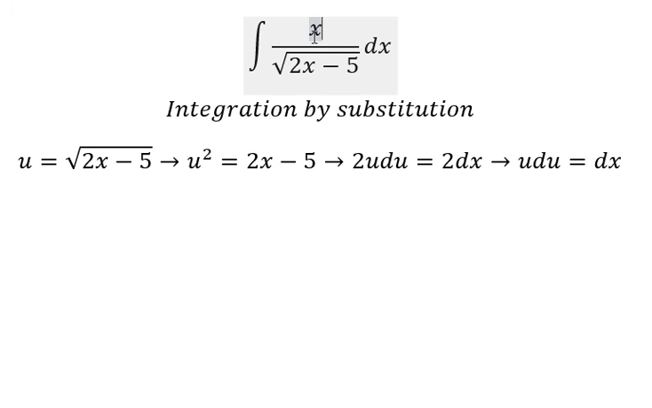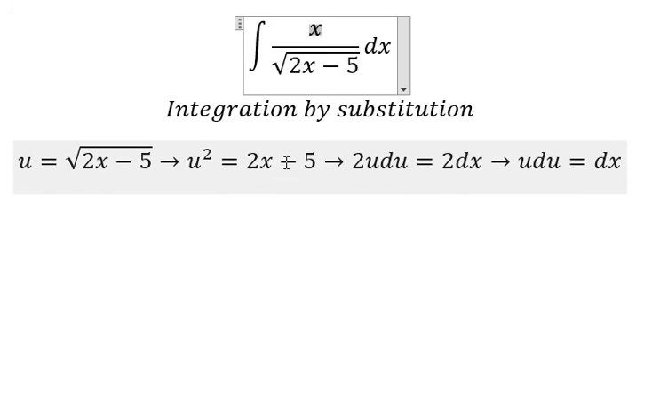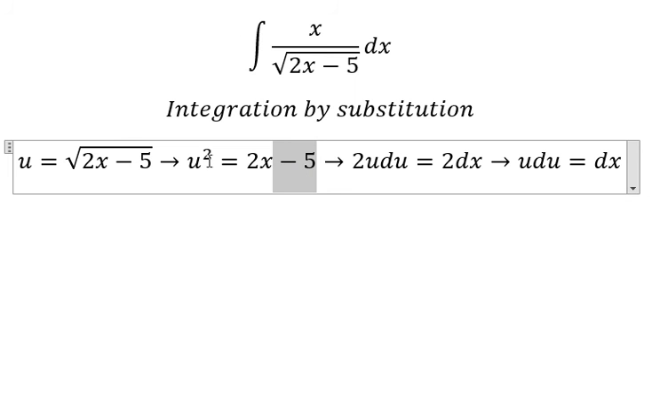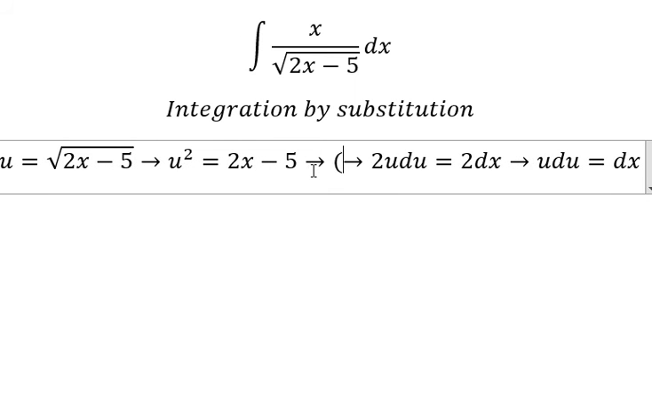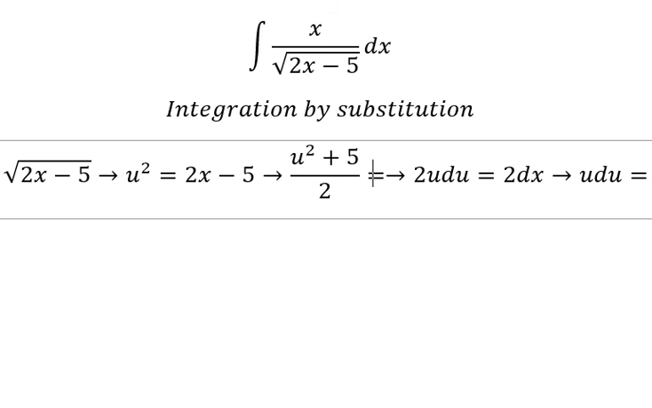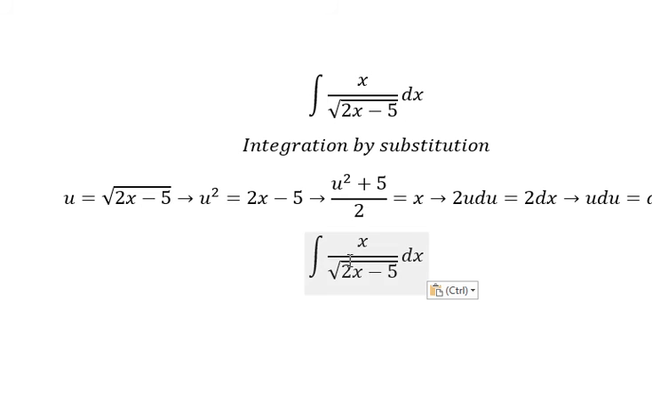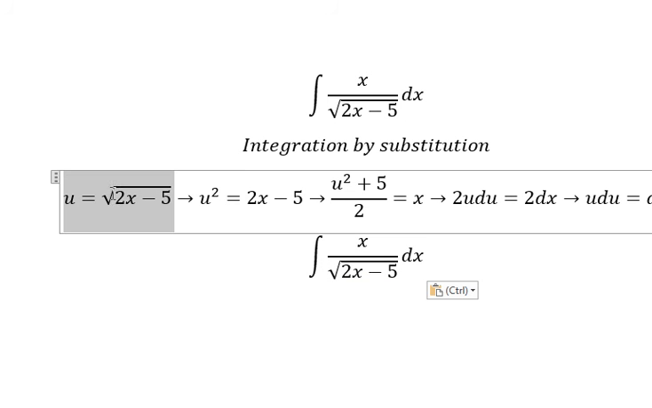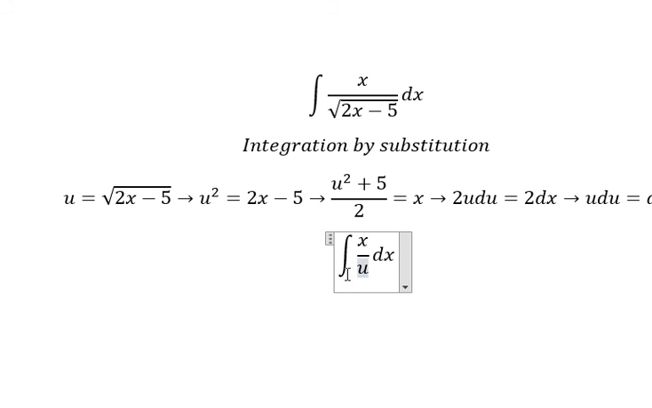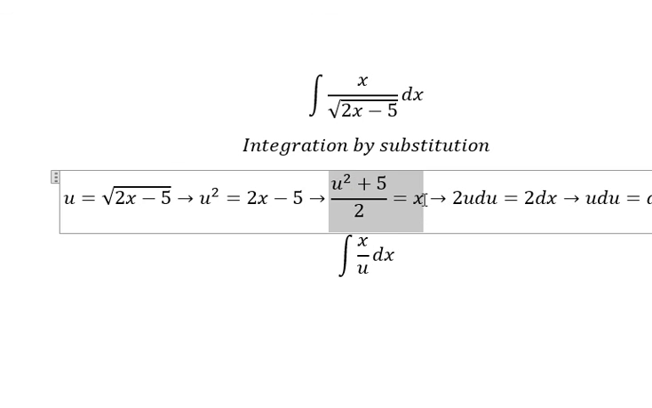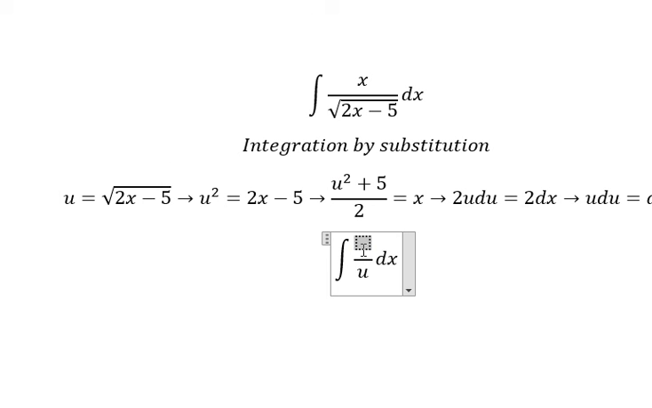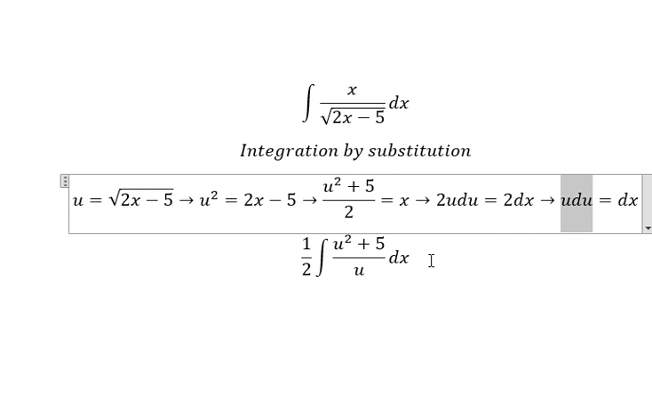Next, because we still have s in here, I will put negative number 5 to the left and we divide both sides by number 2. Next, the square root, we change by u. s, we change by this one. ds, we change by u du.